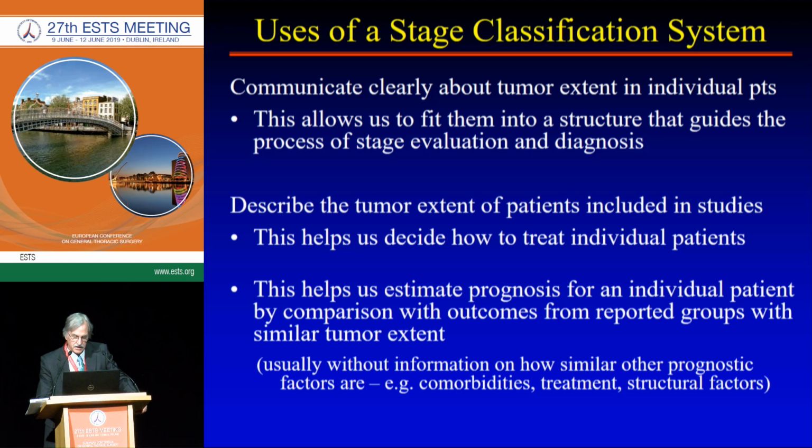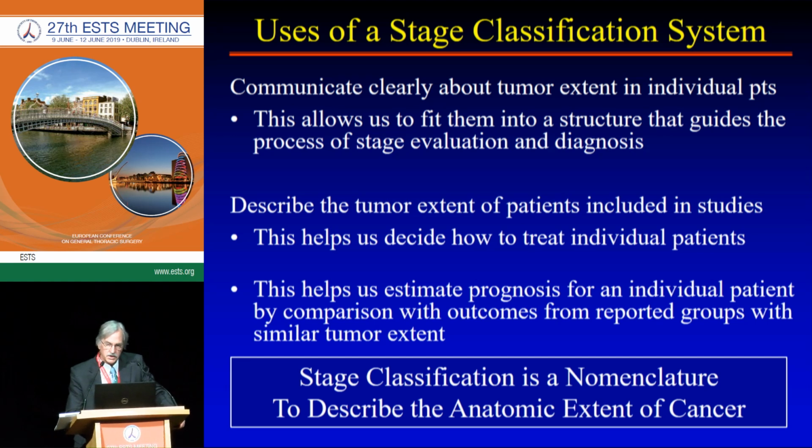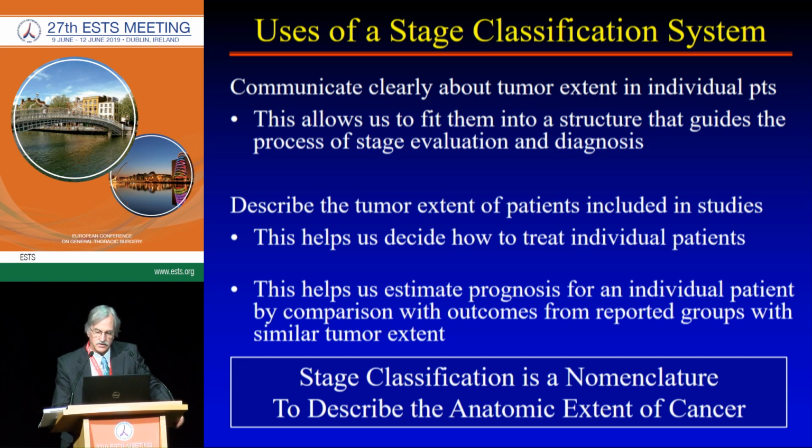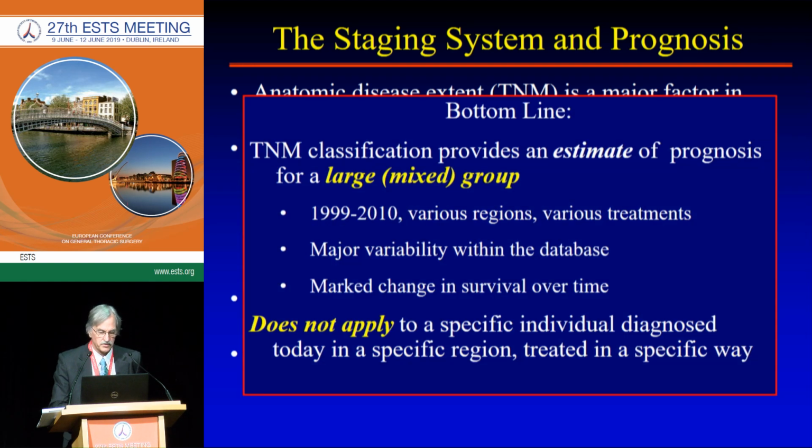And it helps us to identify prognosis for individual patients as well. But fundamentally, it's a nomenclature, it's a classification to describe the anatomic extent of cancer. Now, this is often confused with prognosis, so certainly the extent of cancer is a major factor in people's prognosis. But prognosis depends on all sorts of other things, comorbidities, age, socioeconomic status, what type of treatment the patients get. And sometimes our need for a prognostic classification system, I think, gets confused with the stage classification system. It's only part of what determines prognosis.